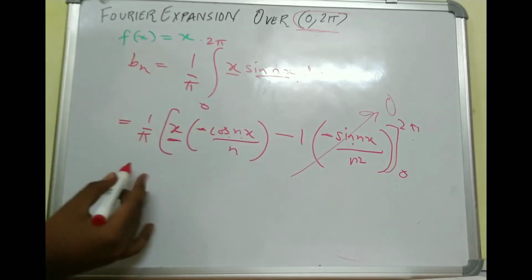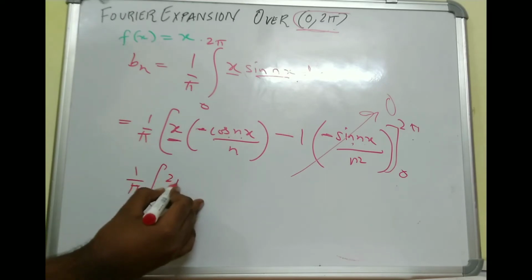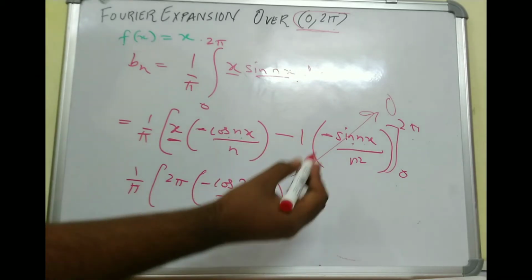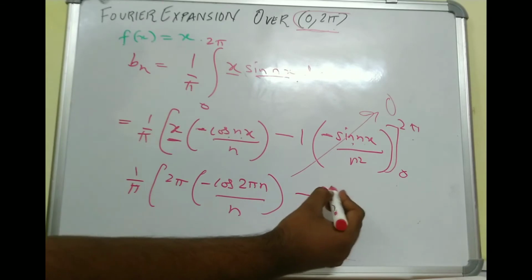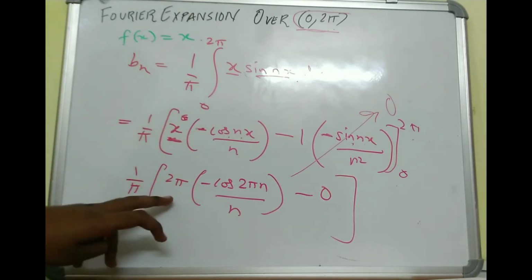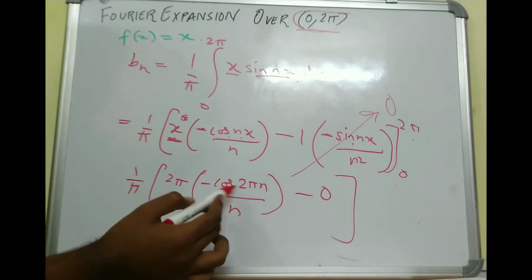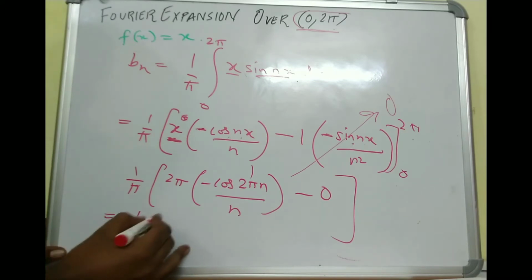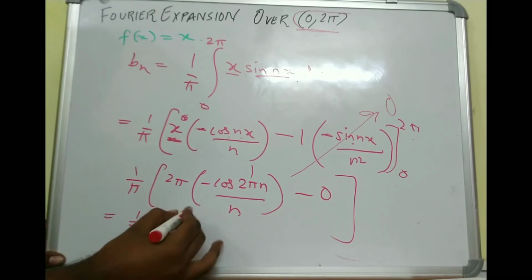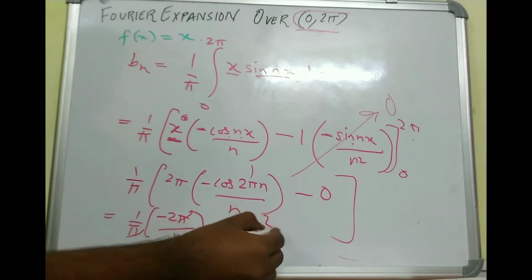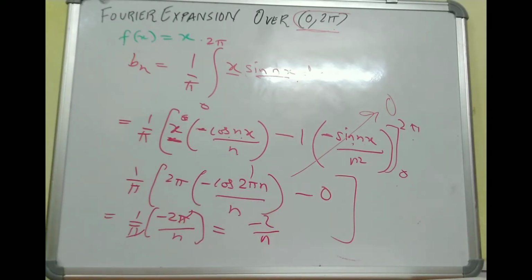Now x becomes 2 pi. So 1 by pi into 2 pi into minus cos 2 pi n by n, minus lower limit, again 0 into, so this term becomes 0. X is 0, so all the term becomes 0. Now cos 2n pi is nothing but 1. So this becomes minus 1 into 2, so this becomes 1 by pi into minus 2 pi by n. This pi gets cancelled, so this becomes minus 2 by n. So the bn value we got is minus 2 by n.